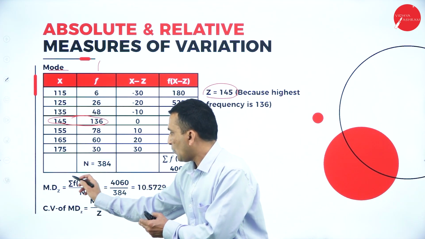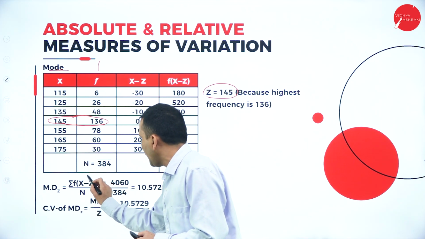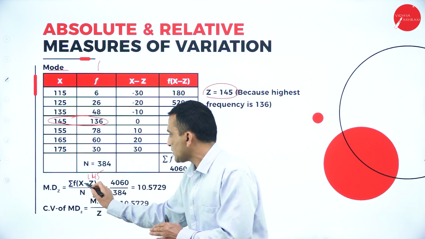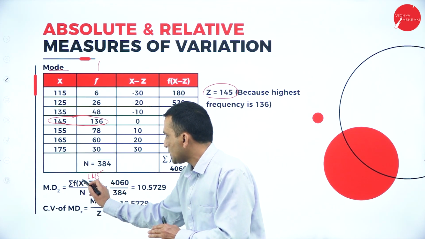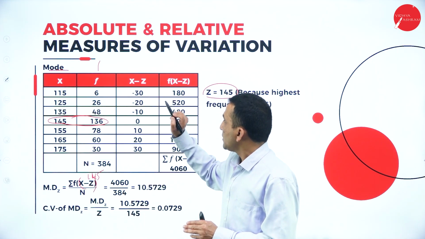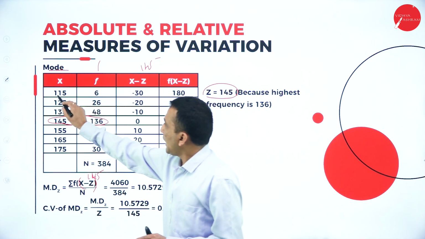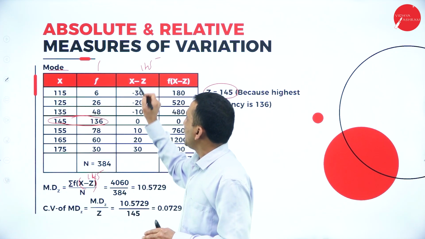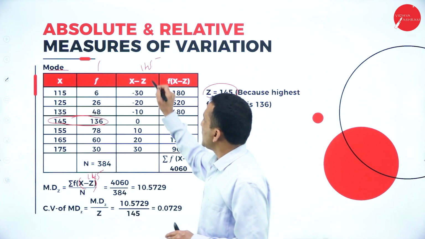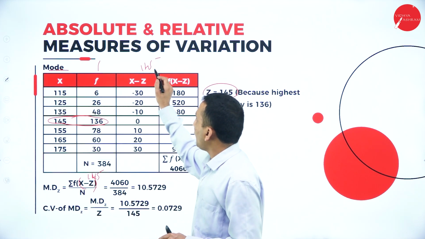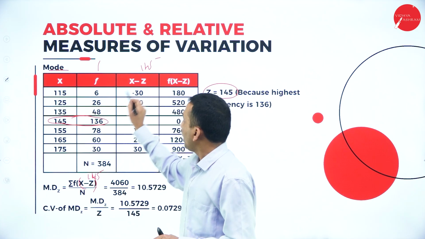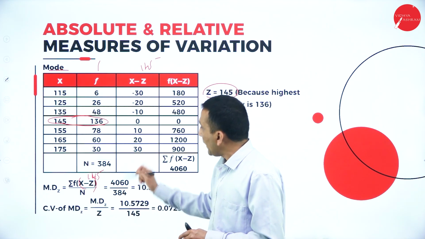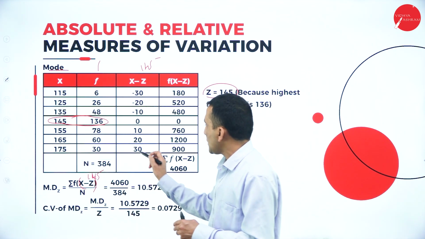Using this formula, whatever is required, we need to identify. Now mode we are getting 145. Now this formula, sigma f into x minus mode, is required. First we will construct this table. X minus mode: 115 minus 145 is minus 30, 125 minus 145 is minus 20, 135 minus 145 is minus 10. 145 minus 145 is 0. 155 minus 145 we are getting plus 10. 165 minus 145 we are getting 20. 175 minus 145, if you subtract, you are getting 30.